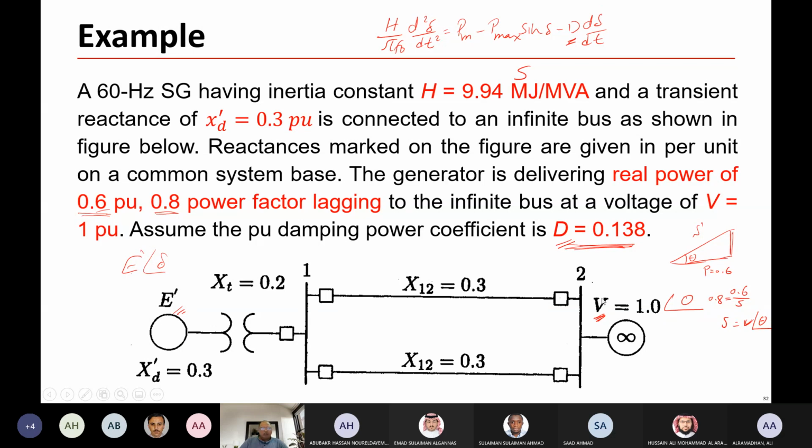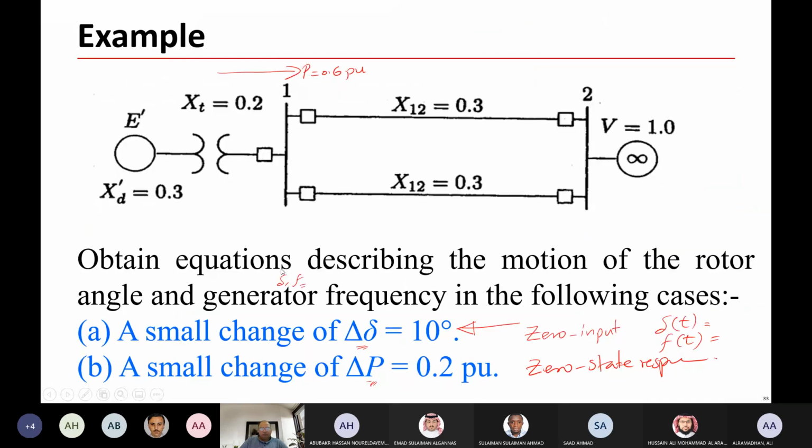And if you have the voltage here, so with this complex power and the voltage, you can get the current. And if you have the current, you can combine all the reactances, and with the current, you can get the E prime, which is magnitude and angle. And then we can proceed from there.